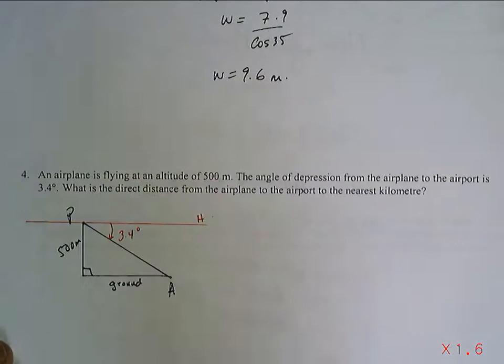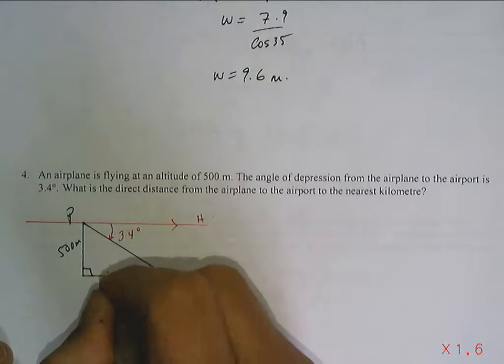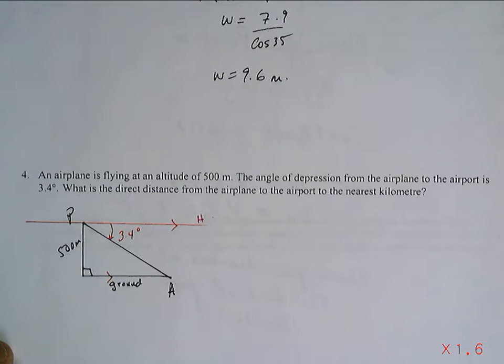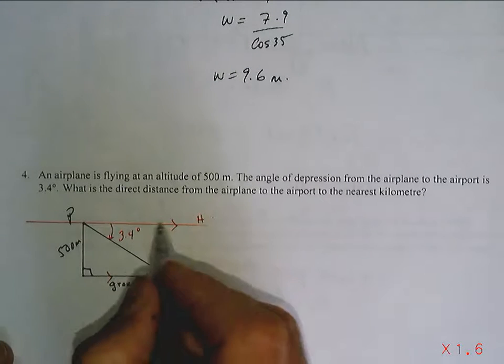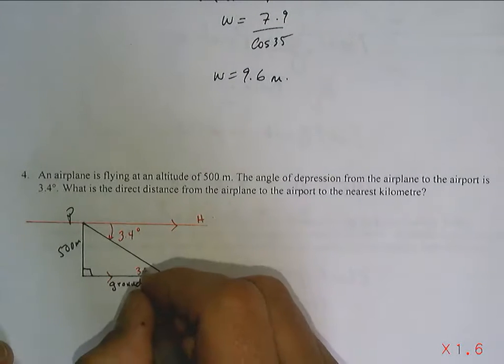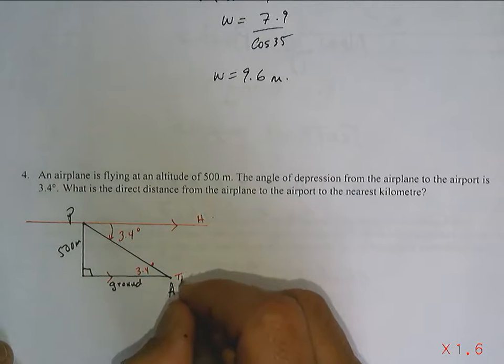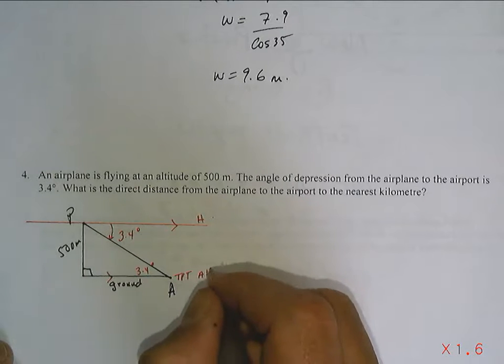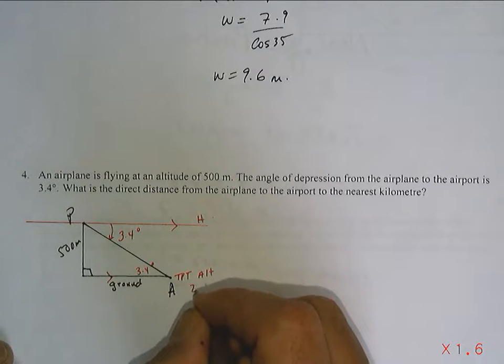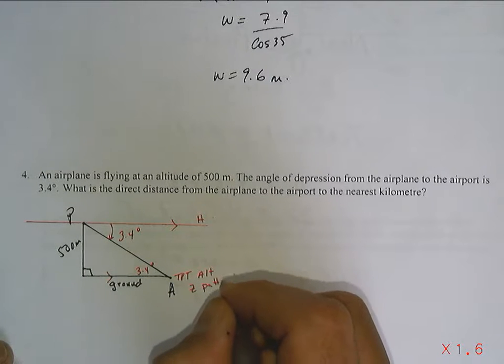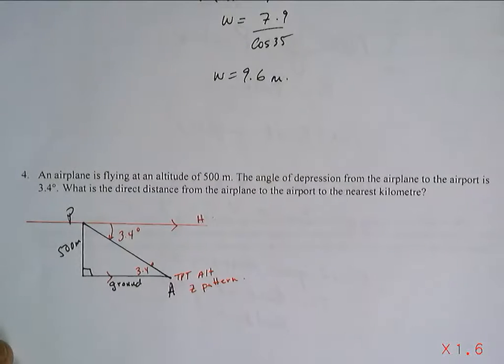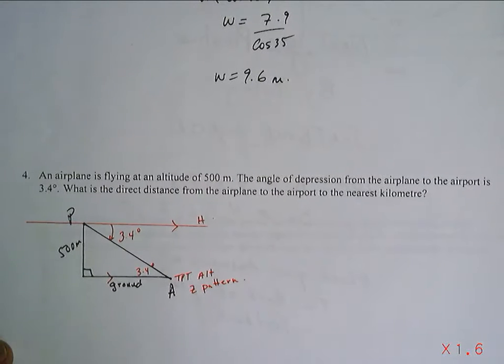Well, because this and this are parallel, grade 9, TPT, alternate angles. You guys talked about it as the Z pattern. Zip, zip, zip. This is 3.4 degrees. TPT, alt is the proper way to say it, or you can say Z pattern, or you can say nothing at all, and I'm good with that too. But that's where that came from.